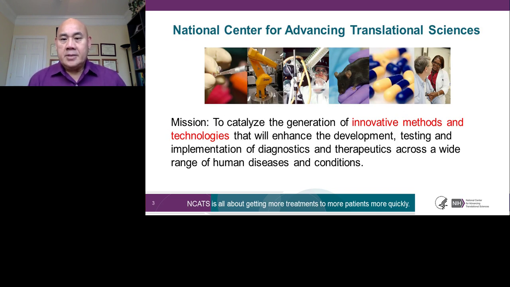So the National Center for Advancing Translational Sciences was stood up at the NIH, the National Institutes of Health, back in 2012. And its central mission is to catalyze a generation of innovative methods and technologies, essentially to enhance the development and implementation of diagnostics and various therapeutics. So you can tell right away that it's very different from the rest of NIH, which is focused on specific group disorders or organ systems. So what we're really about is to serve as a catalyst in terms of resource and tools development that would aid in quick implementation of various therapeutics and diagnostics into the clinics.